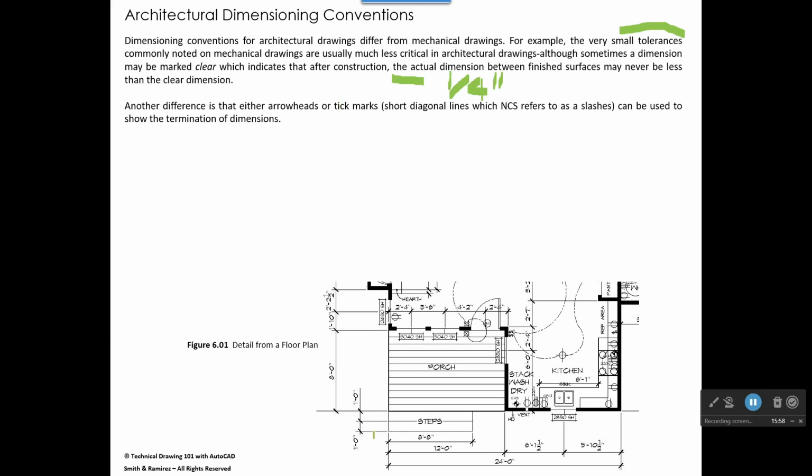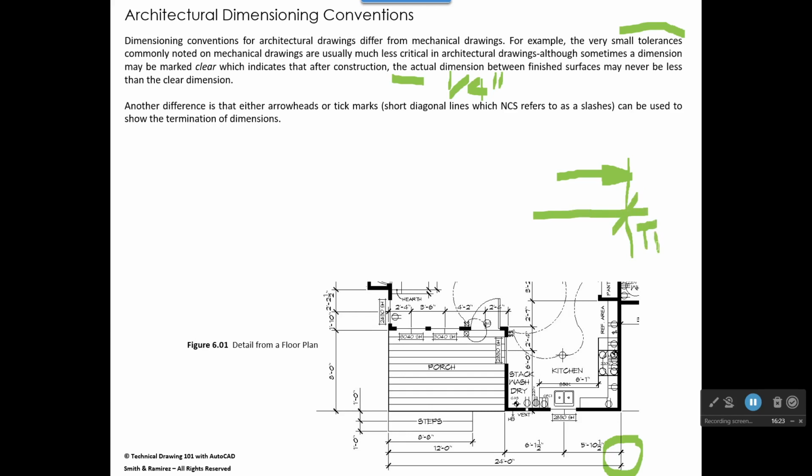The other thing that's a difference between the way we dimension architectural and mechanical is instead of having an arrow where the dimension ends, we might instead have a slash mark like that. And we call these slashes where the dimensions intersect.